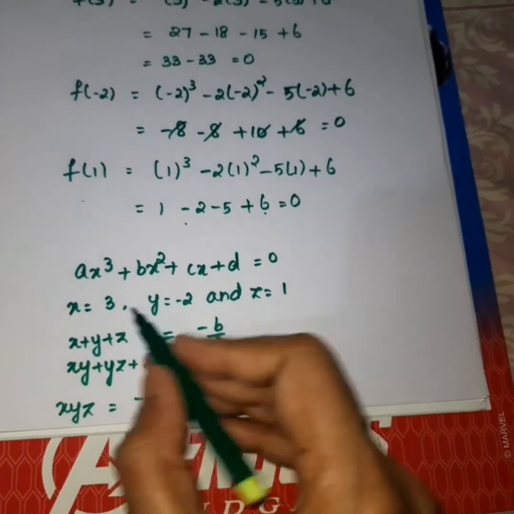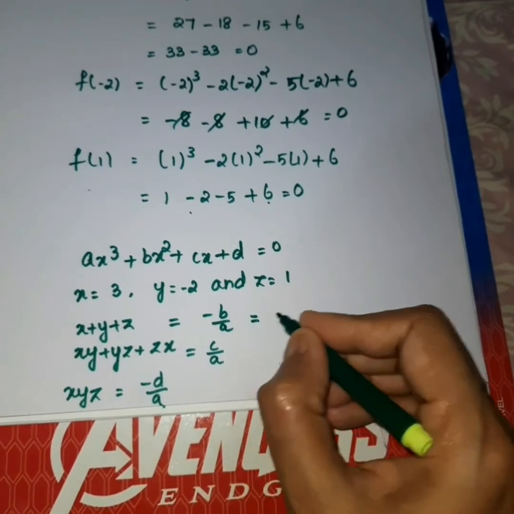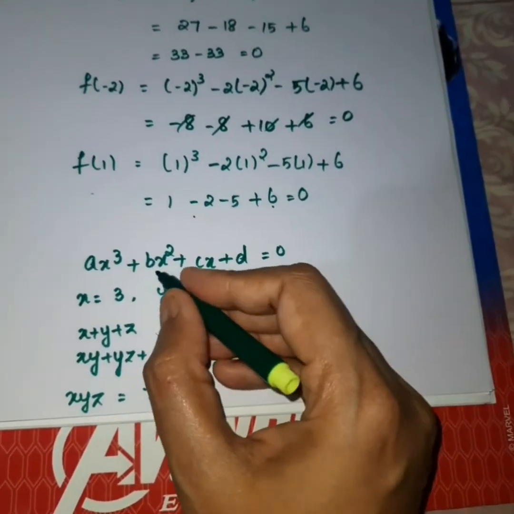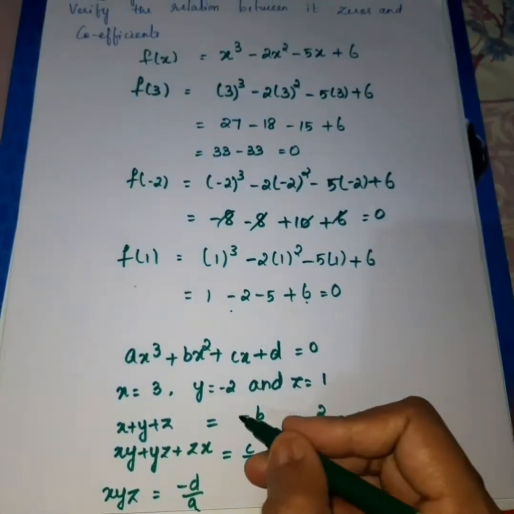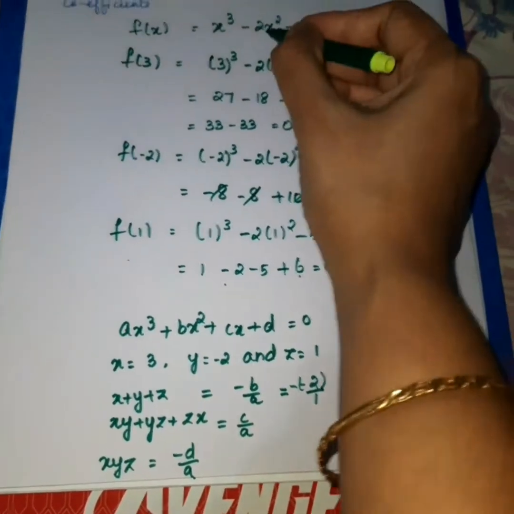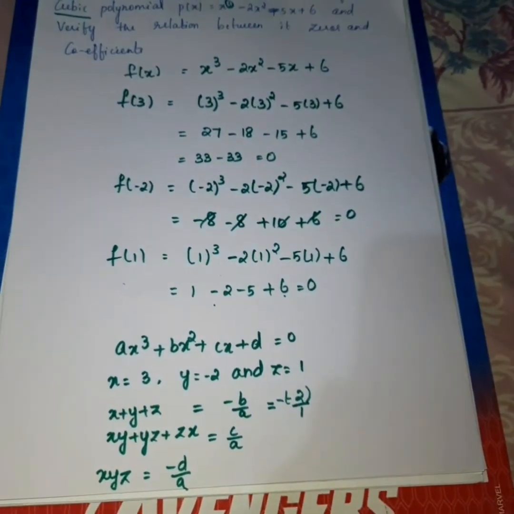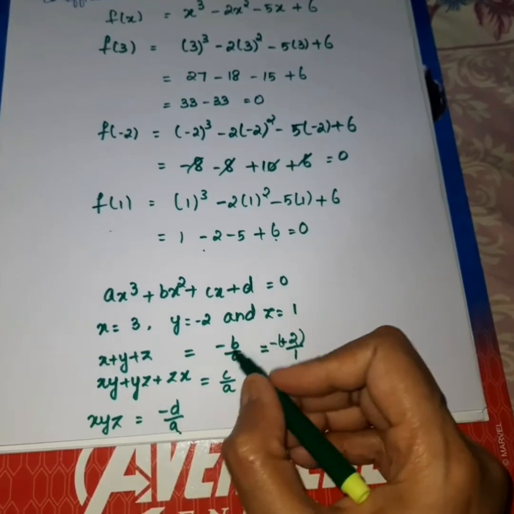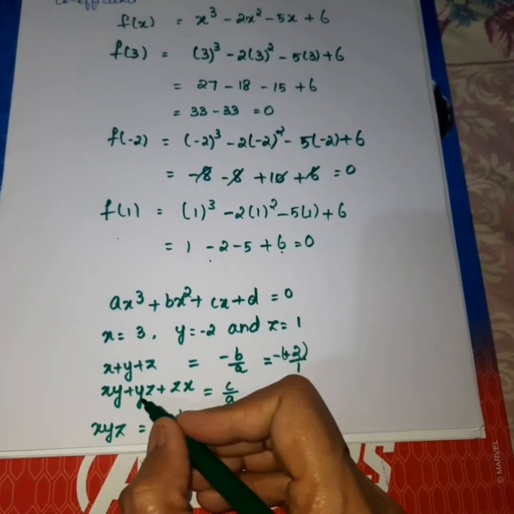So we need to verify all these three are satisfied. So x plus y plus z is 3 plus minus 2 plus 1. That's going to be 2, and minus b by a is 2 by 1. So it's 2 equals 2. That's correct. The b value is minus 2 only here, minus of minus 2, and a is 1, the coefficient of x cube.